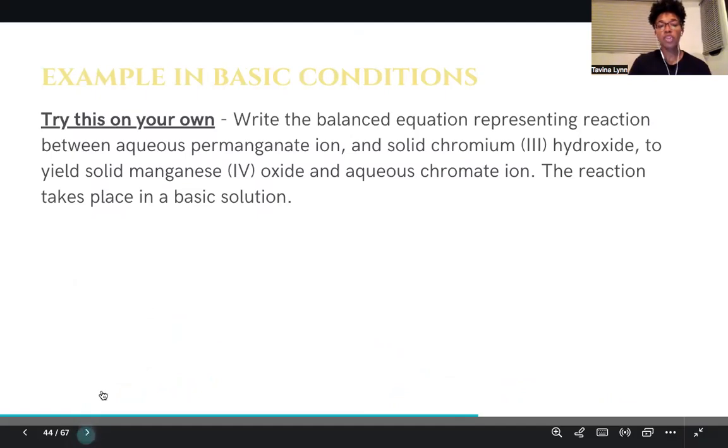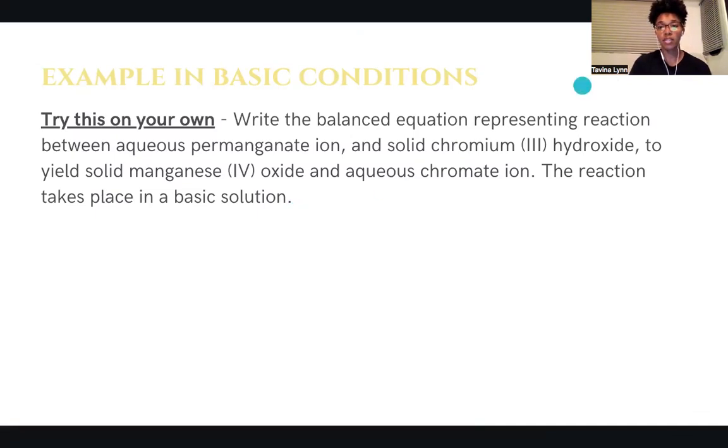So I actually want you to try this one on your own, which is an example in basic conditions. You're going to write the balanced equation representing a reaction between aqueous permanganate ion and solid chromium 3 hydroxide, which produces solid manganese 4 oxide and aqueous chromate ion. The reaction takes place in a basic solution.